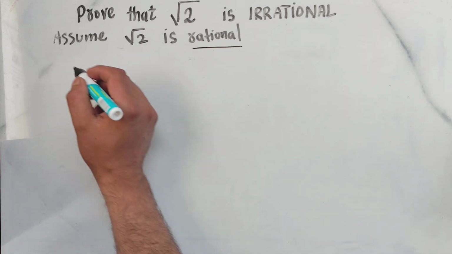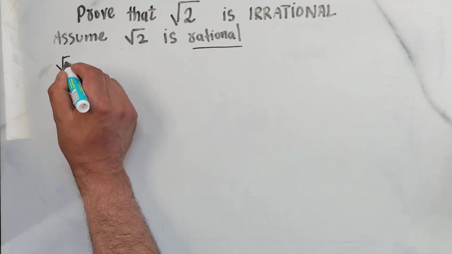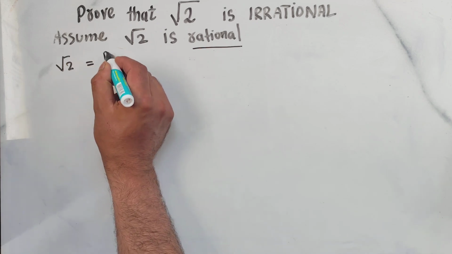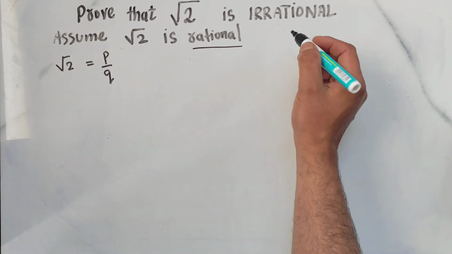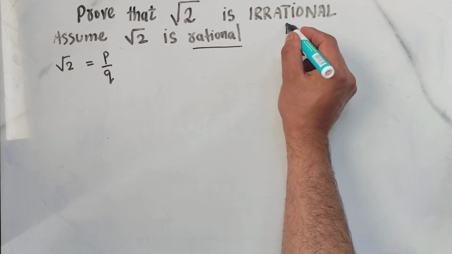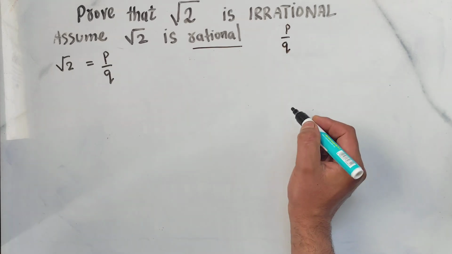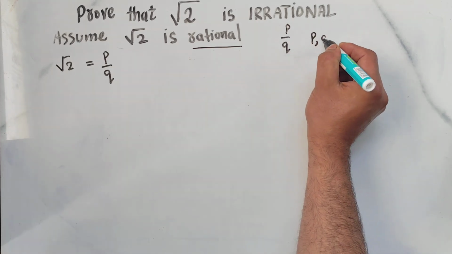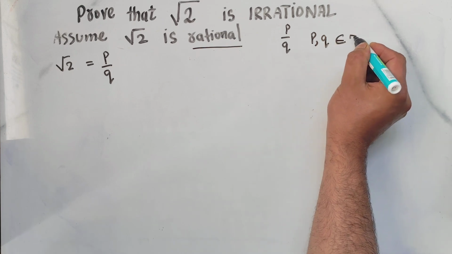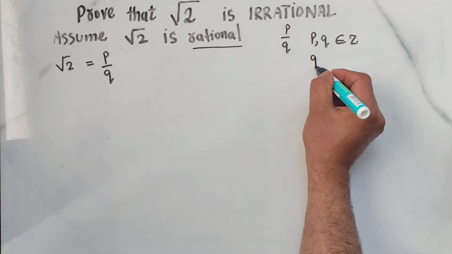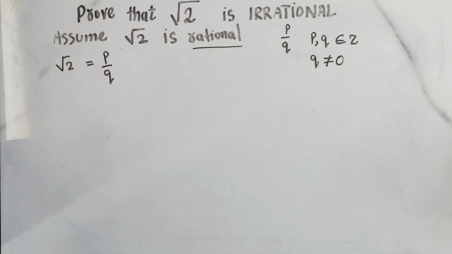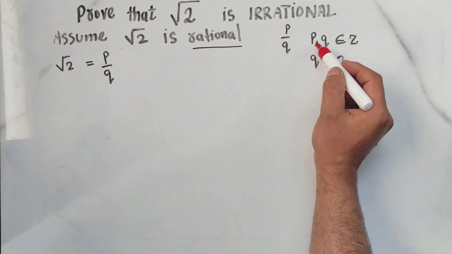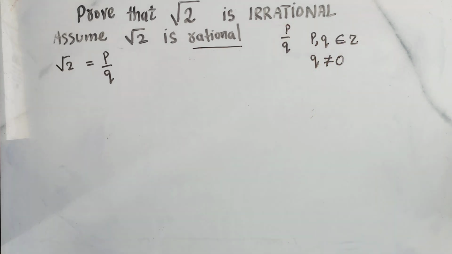If under root 2 is a rational number, that is, we can write under root 2 in the form of p upon q. The basic definition of a rational number is a number which can be written in the form of p upon q. Okay, p and q should be integers and q should not be equal to 0. This is the definition of the rational number.